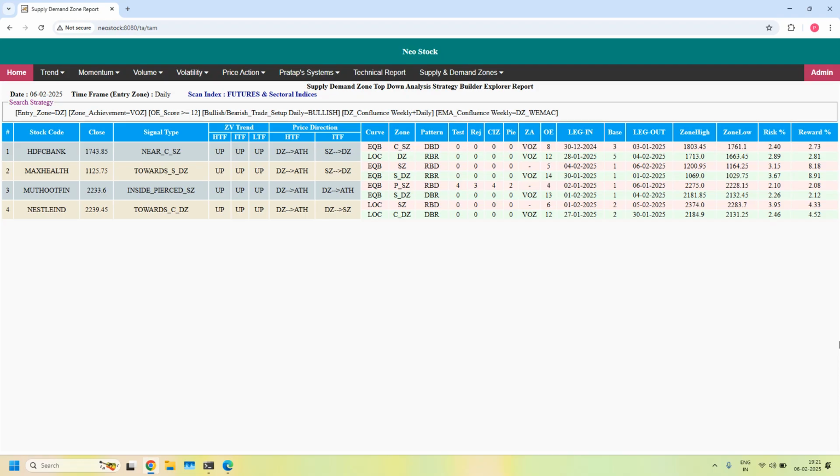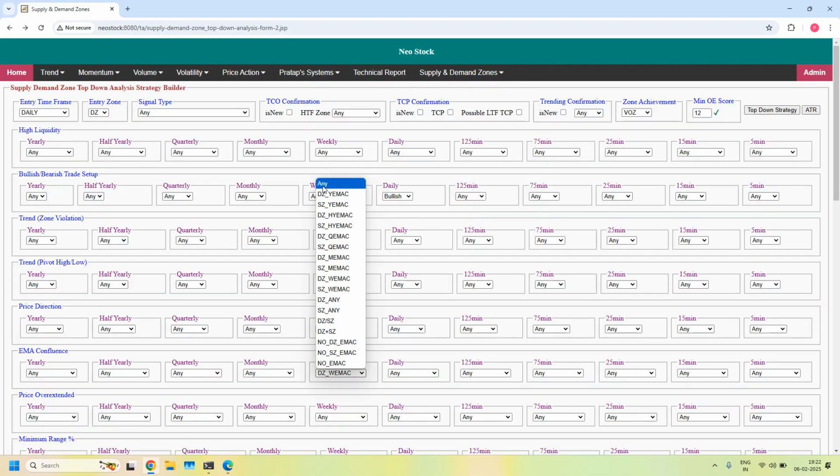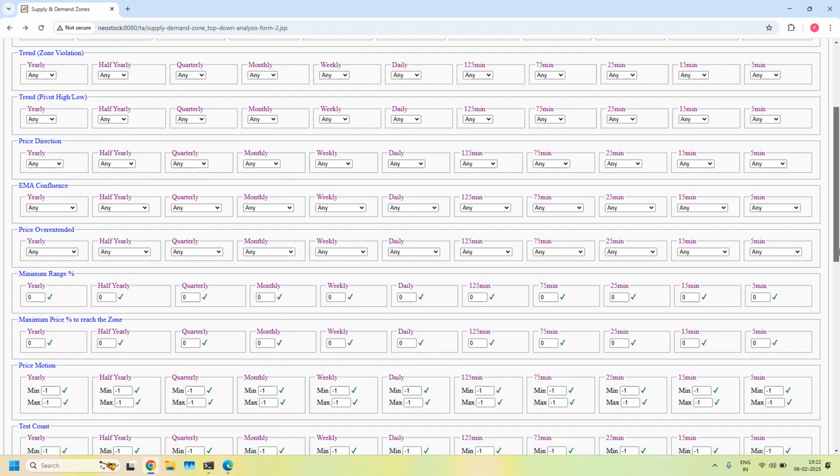So these 4 are even more high probability trade setup supported stocks for monthly income trade, entry time frame daily. All these zones are daily demand zones. These daily zones are overlapped with weekly. That weekly zone is having weekly EMA confluence. Next filter is LTF, ITF and HTF demand zone confluence. So I am removing weekly EMA filter because that is ITF specific. Now we are looking at HTF also.